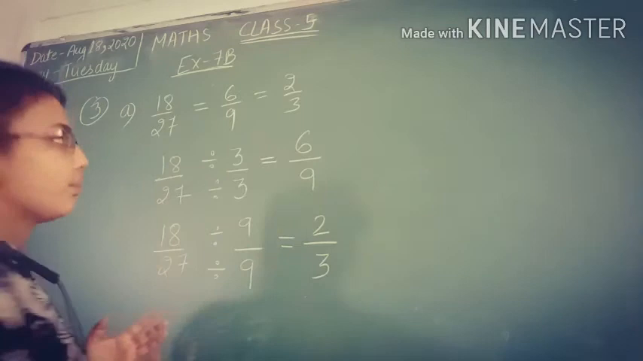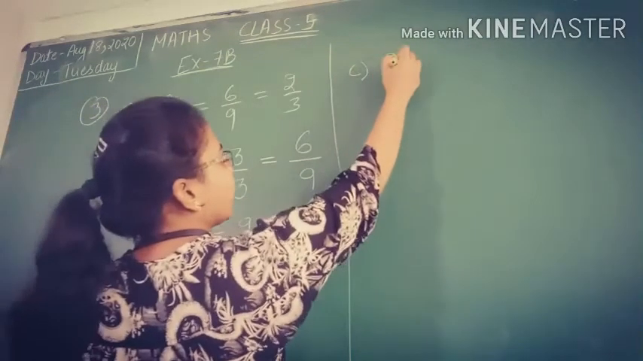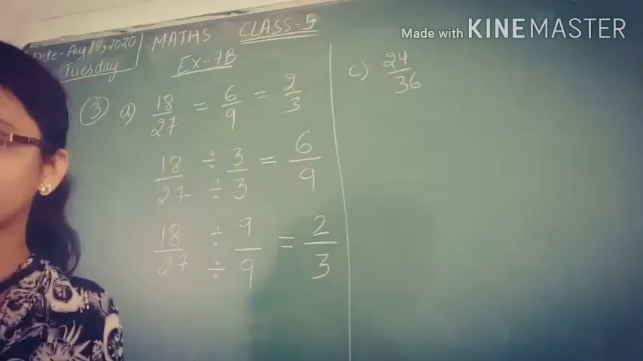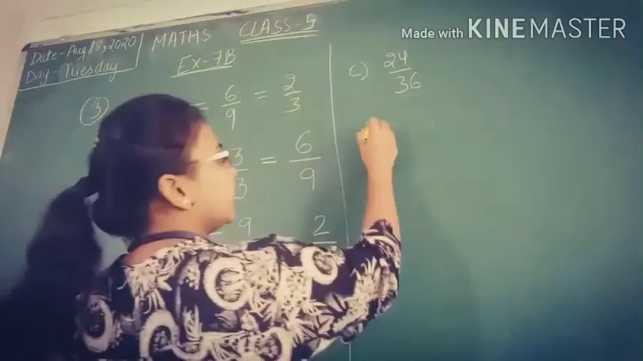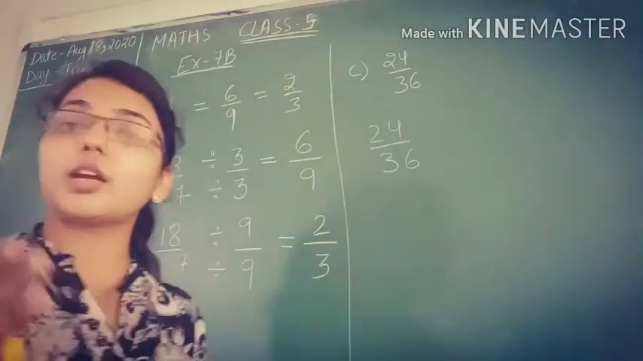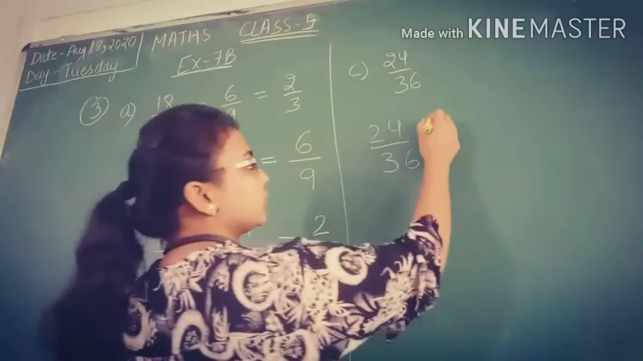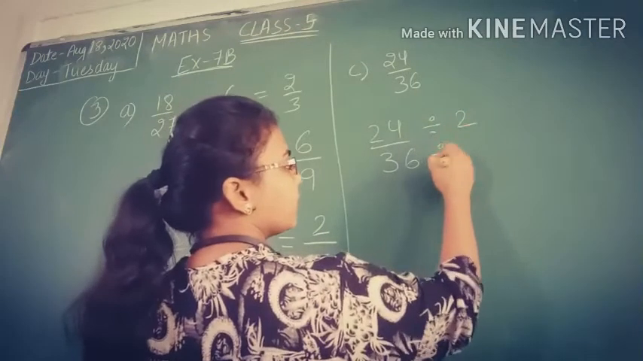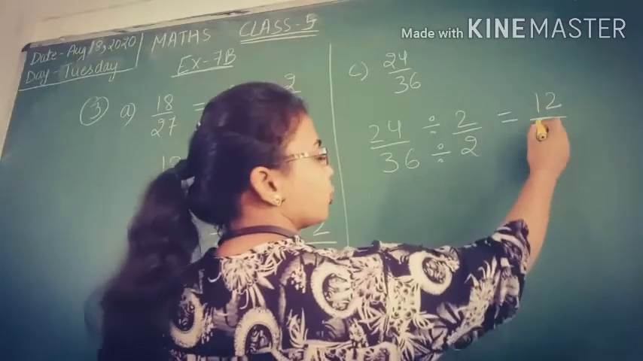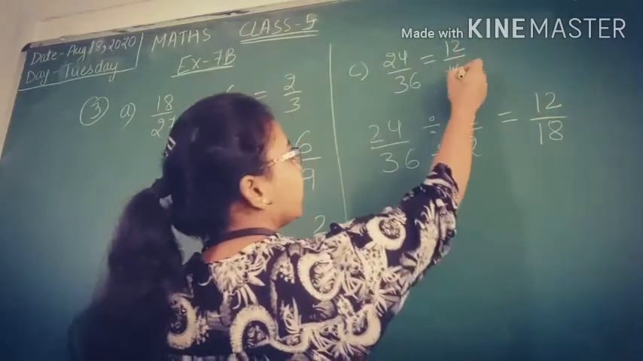Let's take one more example. For example, I am taking part C. Your part C is 24 by 36. Okay? So we have to find the equivalent fraction of this fraction. So let's divide them with 2. Yes, because they both are even. The best thing is that if we get even numbers, we can all divide with 2. So let's divide the numbers with 2. Divided, you will get 2 under 2 is 12 and 2 under 36 is 18. So your equivalent fraction is 12 by 18.